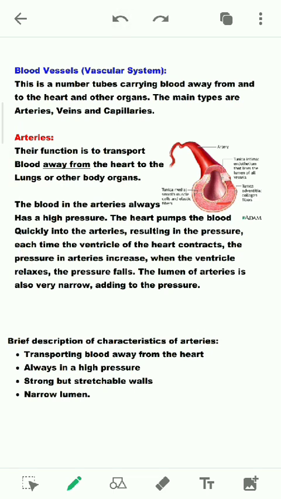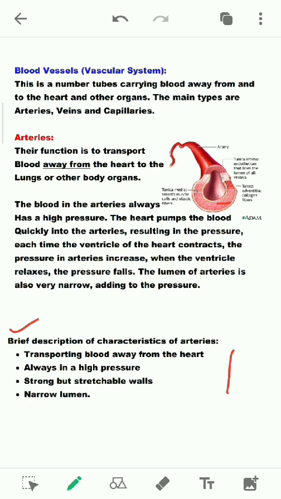I have written it down, it's really easy information. You can easily understand this. You have to copy this in your notebook so you memorize all the important points. I also mentioned a brief description which tells you what its function is, for example, transporting blood away from the heart, always at high pressure. These are characteristics of these arteries.